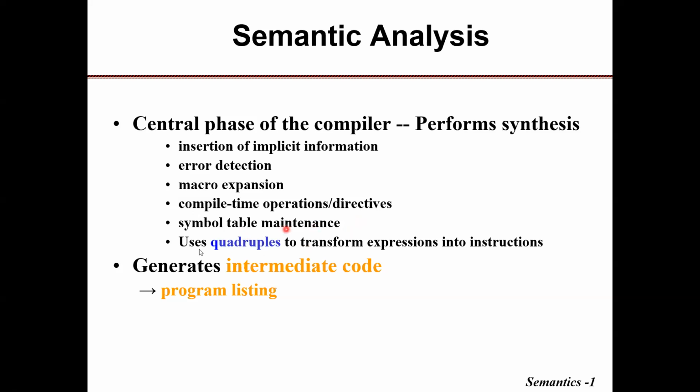The result of this work is that we will generate that intermediate code like I talked about. And further, we'll go ahead and generate a program listing with some of these additional details after doing the symbol table maintenance and some other updates on some of the other data structures. That's the job of this phase of the compiler.